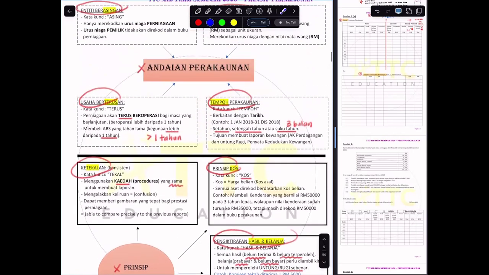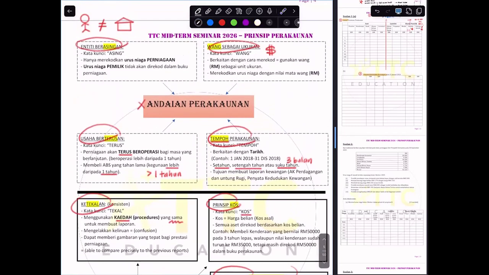Okay. Then andaian. Andaian means assumption. The assumption means if you are running a business, you should do this, you should not do that. It will be called andaian. Okay, then we have 4 andaian here.